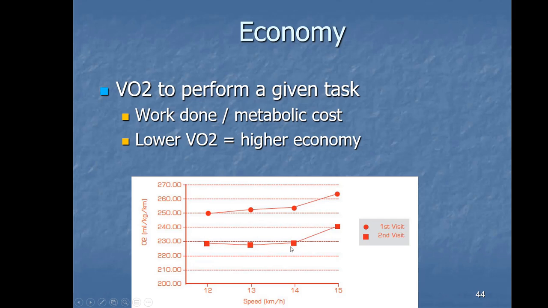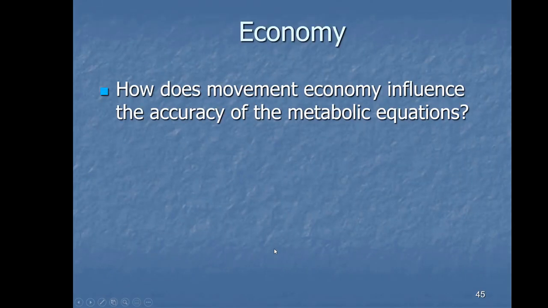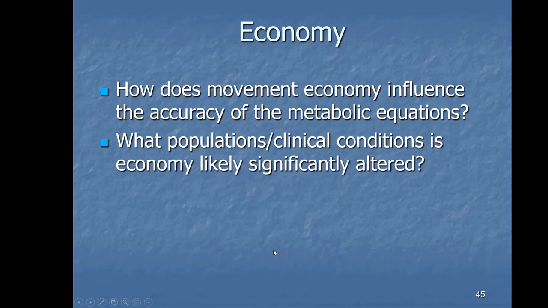We're assuming that this person underwent some type of training program, so their body became more efficient and more economical. So how does this relate to potential pathological conditions or any type of injuries that may occur? First of all, how does movement economy influence the accuracy of the metabolic equations? Those metabolic equations and calculations that we just did are assuming a lot.